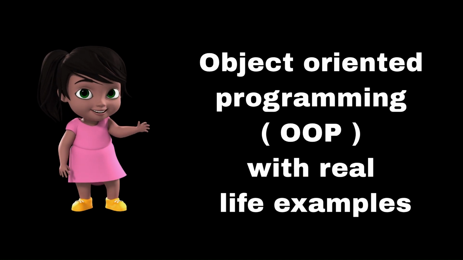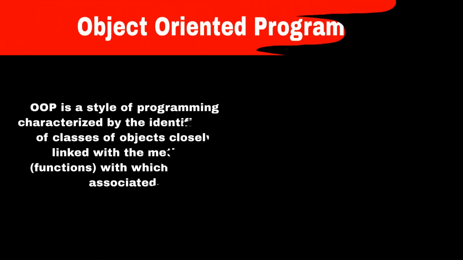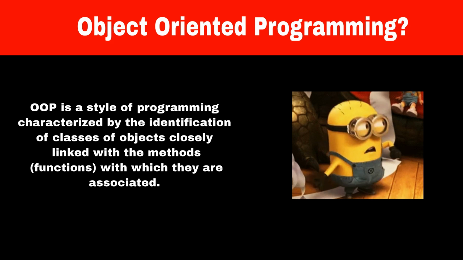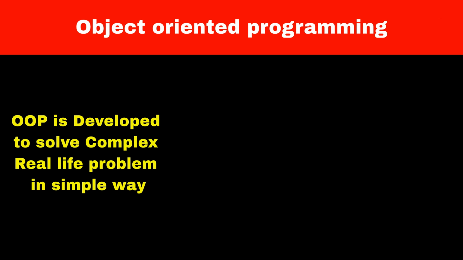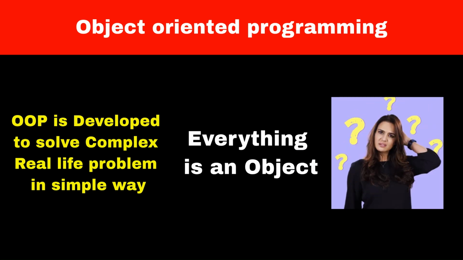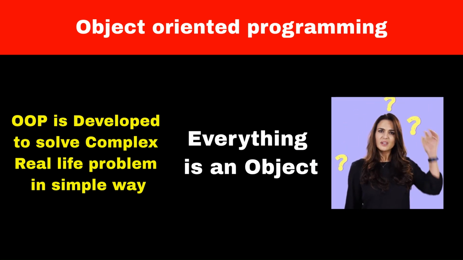What is object-oriented programming and why do we need it? When you search on Google about OOP, it will give you very complicated answers. But actually, OOP is not complicated at all. OOP is developed to solve real-world complex problems in a simple way. Object-oriented programming assumes that everything in the world is an object and each object can have unique properties.